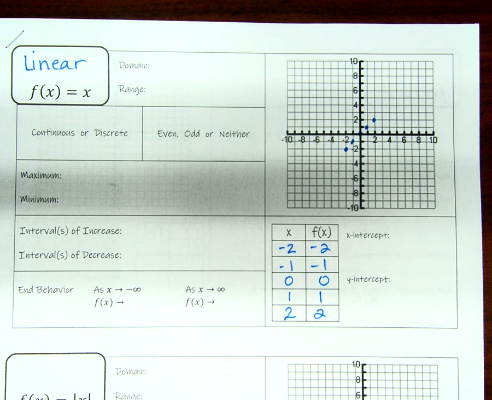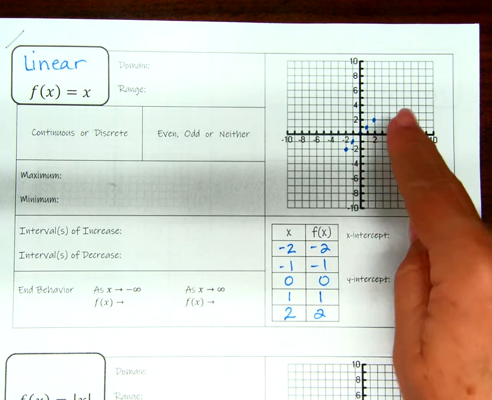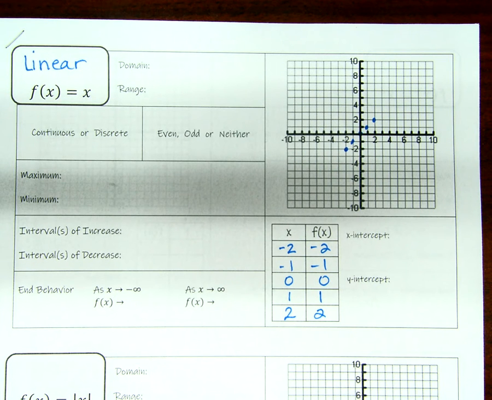Now, does yours look like mine? Did you do anything else that I didn't do? Nobody did? What do you think? Other people might have tried to put a line through it, right? So I'm asking you right now, are we allowed to do that? Are we allowed to connect these points into a line? How do you know we can? It is a linear function, and how do you know that?